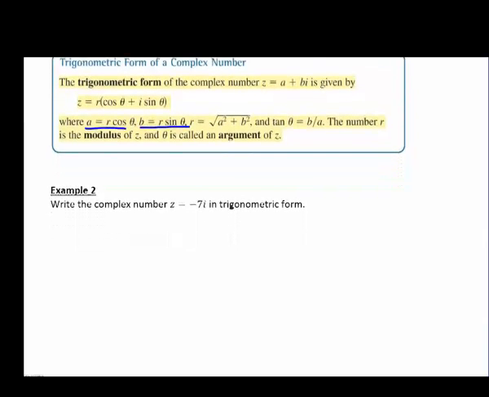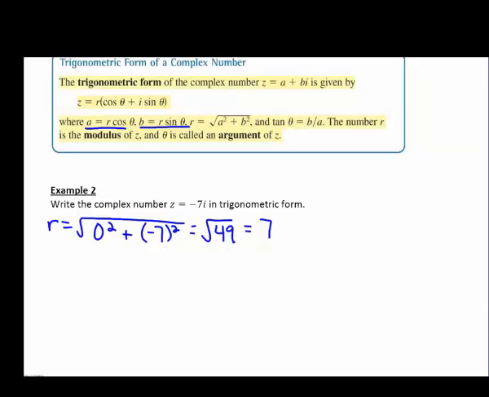All right, so we want to write this complex number, z equals -7i, in trig form. And so we can find our modulus. That's the square root. Now we don't have an a, so that's 0, plus b squared, so -7 squared. And so that's going to give us the square root of 49, which is 7. So our r is 7.